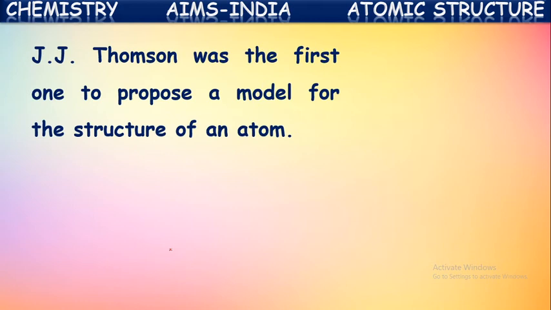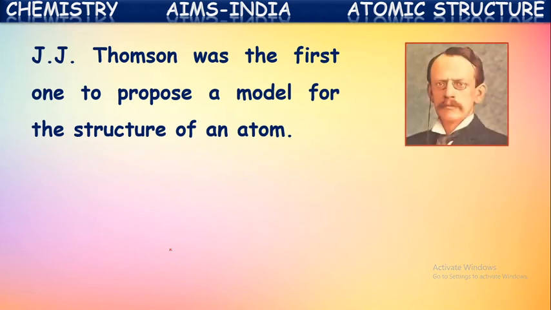Out of them, the first one is J.J. Thomson's atomic model. J.J. Thomson was the first one who proposed a model of the structure of the atom. We know he was the scientist who also discovered electrons. So after the discovery of electrons and protons, the same scientist, J.J. Thomson, proposed a model of the atom to explain its structure.